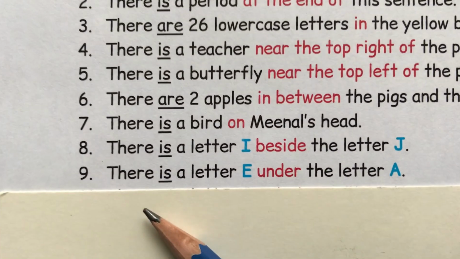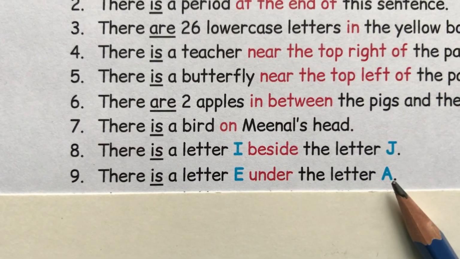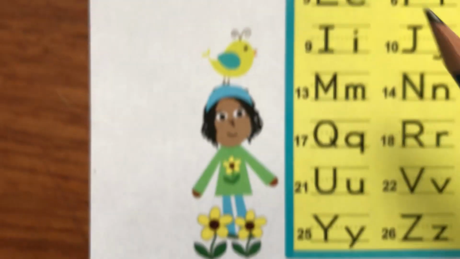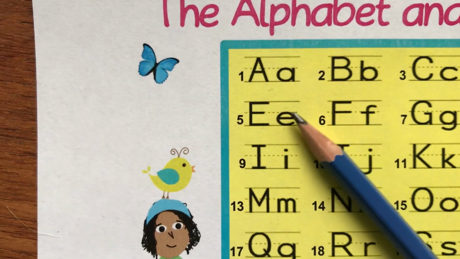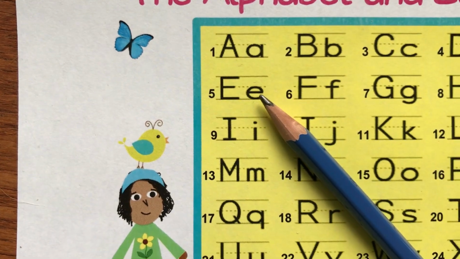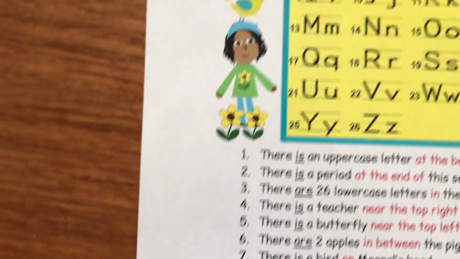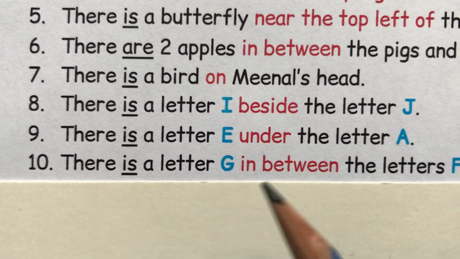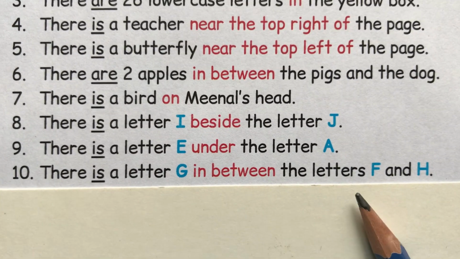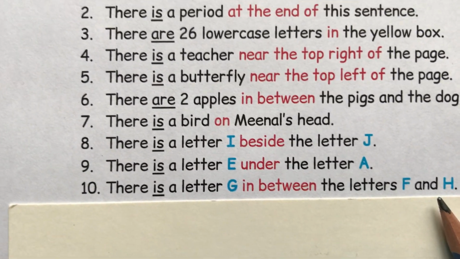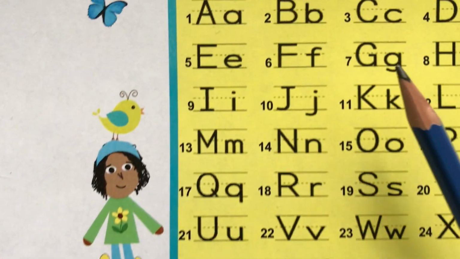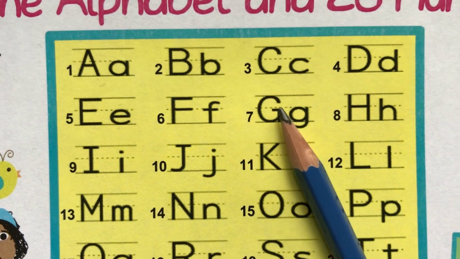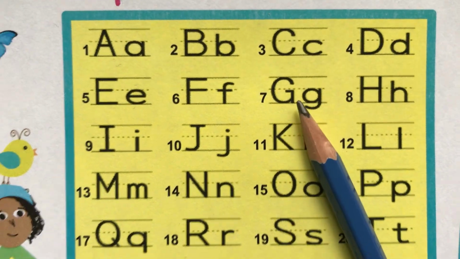There is a letter E under the letter A. Under, en dessous. There is a letter E under the letter A. Let's continue. There is a letter G in between the letters F and H. In between, entre les deux, in between.